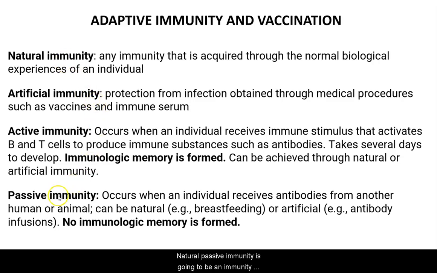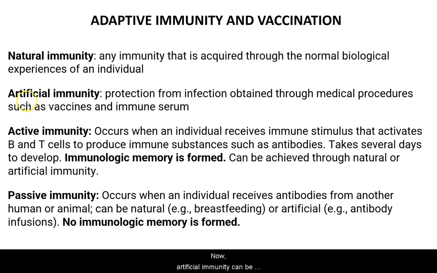Natural passive immunity is going to be an immunity, again, acquired through normal biological experiences, but no immunologic memory is going to be formed. So they're going to receive antibodies passively. And the example for this is breastfeeding. Mothers pass on antibodies through breast milk. So baby gets protection from mom through breastfeeding.